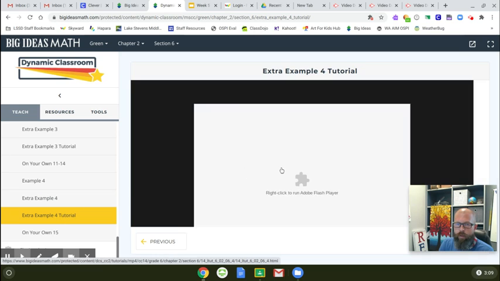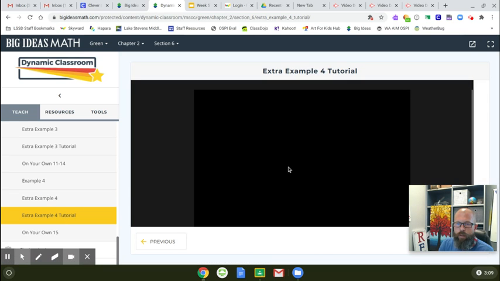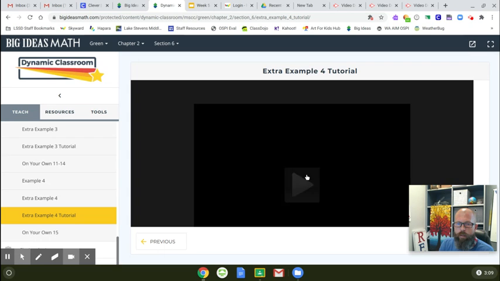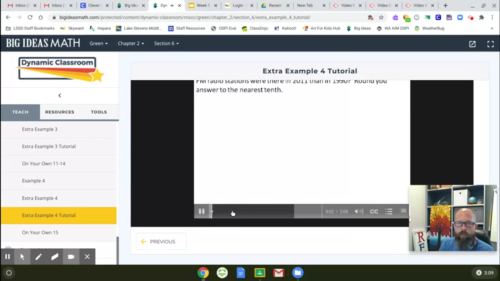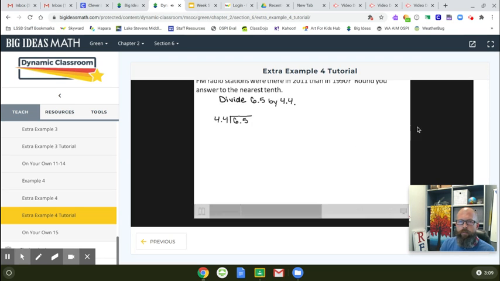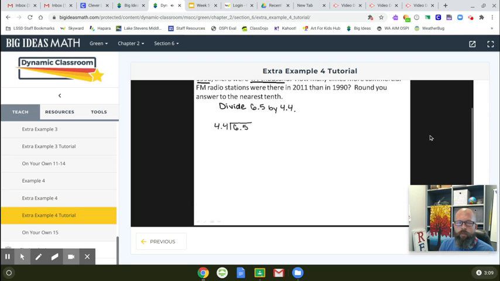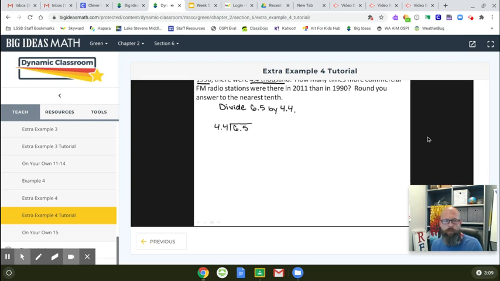To do this, you first want to rewrite the decimal problem so that your divisor is a whole number. Because the divisor includes one decimal place, you must multiply by 10. Remember, you must also multiply your dividend by 10, giving you 65 divided by 44. Then place the decimal point in the quotient and divide as you would with whole numbers.